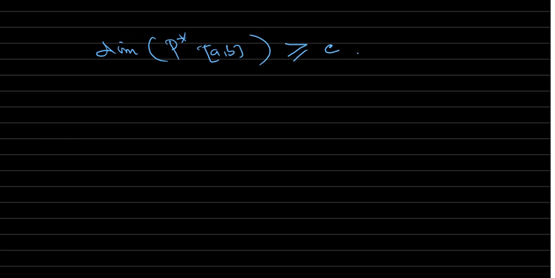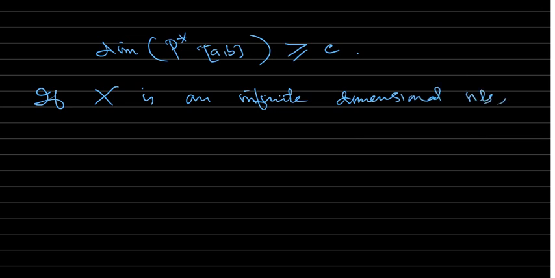So that means we can say that if x is an infinite dimensional normal linear space, then the dimension of x star is always greater or equal to c. It cannot be aleph naught. It's always greater or equal to c. So this was about the dimension of the dual of an infinite dimensional Banach space.